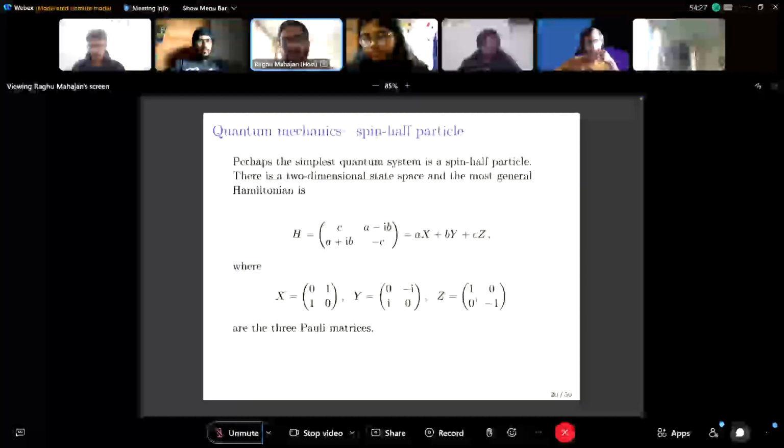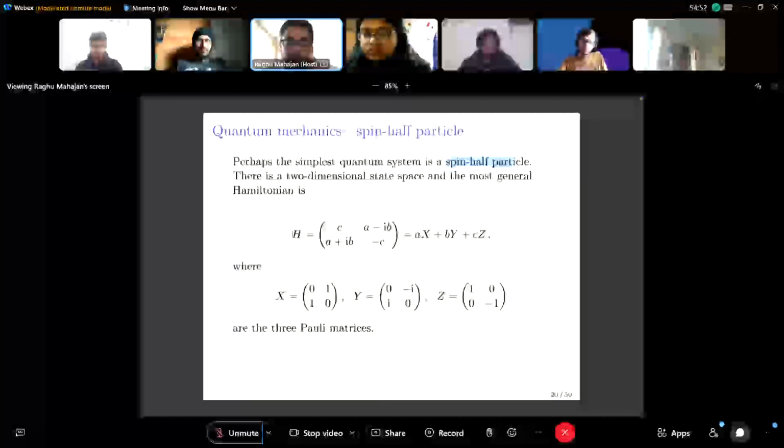So quantum mechanics describes systems, and the idea is that the state space, the set of states of a system, forms a vector space. The simplest vector space is two-dimensional, and an electron spin is a spin-a-half particle. It can be spin up or spin down, and that forms a two-dimensional vector space. So the state space of a spinning electron is two-dimensional.